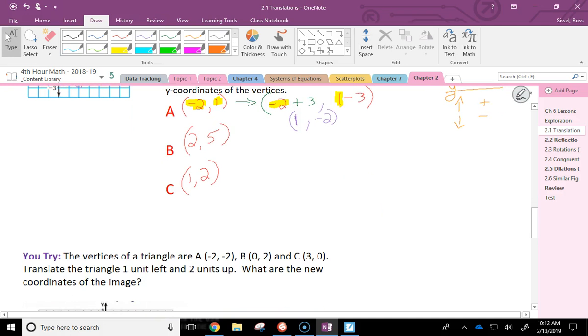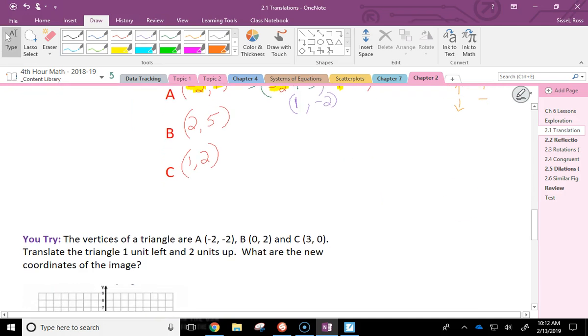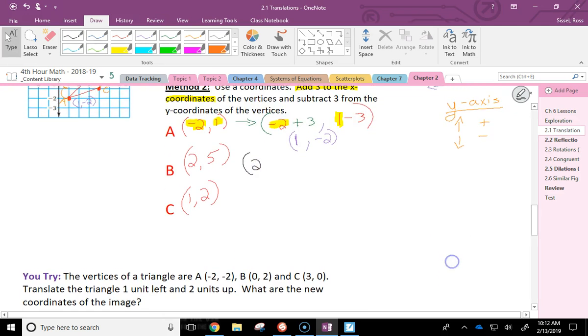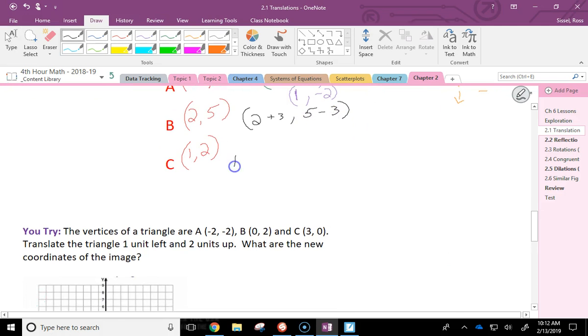If we do B, I'm going to show what my new coordinate point would be. I'm just going to do my work right here. X was 2, and I was supposed to go right 3, add 3. Y was 5, and I was supposed to go down 3. For C, I had 1, I was going 3 to the right. I had 2, and I was going down 3. We solve these, and it's that easy is all we have to do.